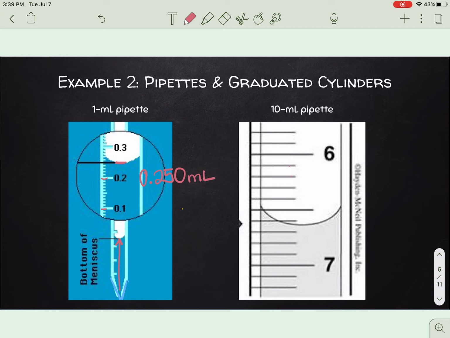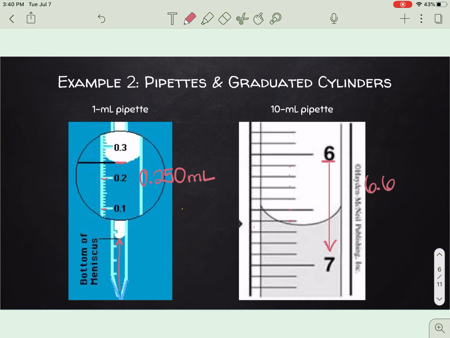What about the 10 milliliter pipette? What is the measurement on that? This pipette works a little bit differently. You'll notice that the 6 is actually on top and the 7 is below it, which means that this pipette has been drained, so we actually start counting at the 6. So here we have 6.1, 2, 3, 4, 5, 6.6, but it's not exactly 6.6, it's a little past there.